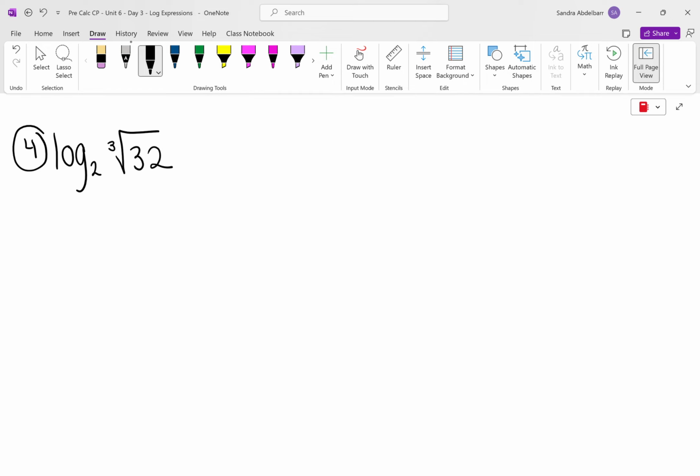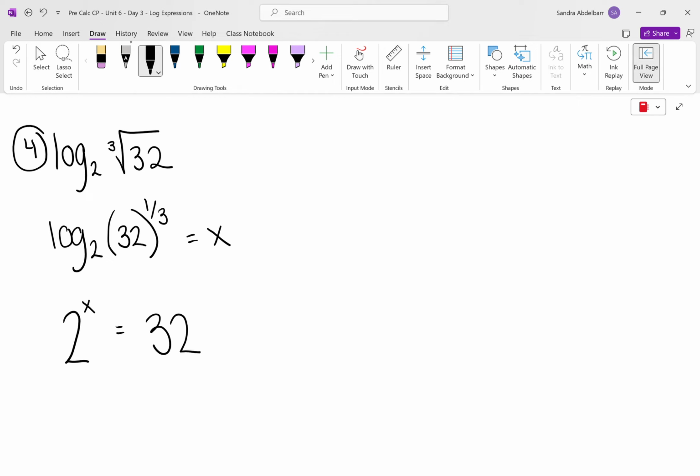So here what I want to do is change that radical into an exponent. So this is going to be log base 2 of 32 raised to what power? 1/3. 1/3 equals x. So here we're going to have 2 to what power? 2 to the x is equal to 32 raised to the 1/3.